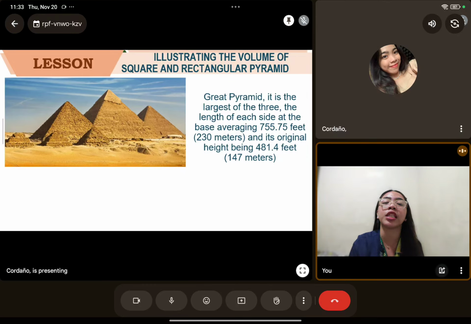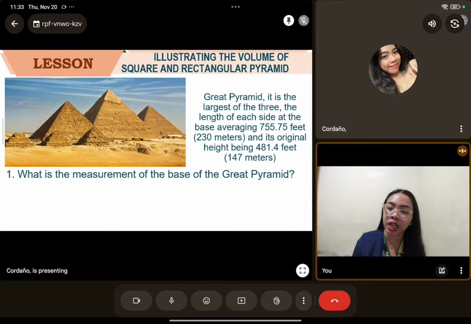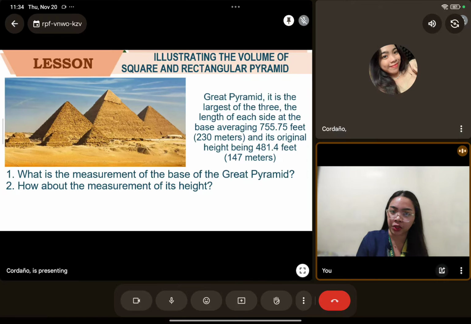Since you know the basics here, we will now go to this Great Pyramid. So, Great Pyramid, it is the largest of the three. The length of each side at the base averaging 755.75 feet, which is approximately 230 meters, and its original height being 481.4 feet, which is 147 meters. So, what is the question here? What is the measurement of the base of the Great Pyramid? Okay, so the measurement of the base is 755.75 feet or 230 meters.